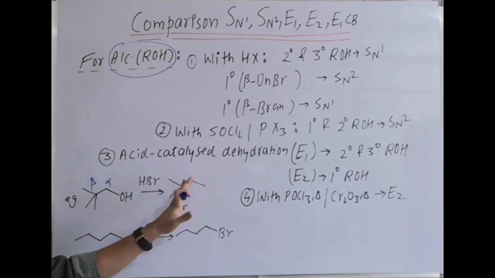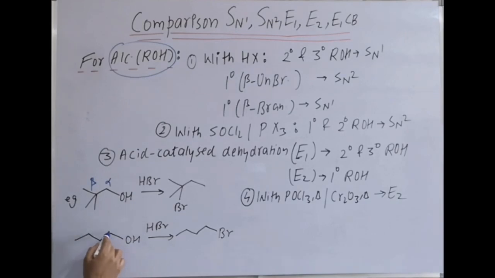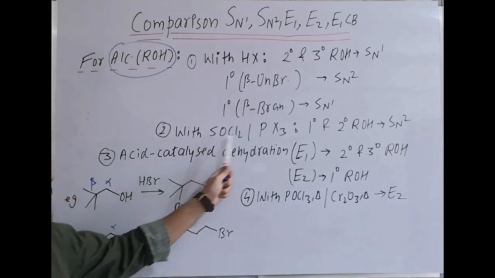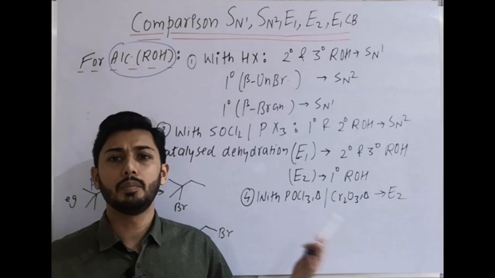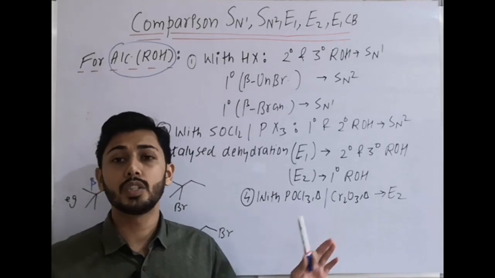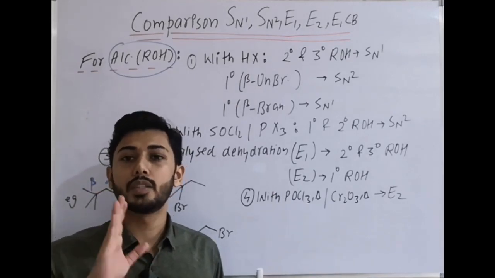That means SN1. This is again a primary alcohol, alpha, beta. Beta unbranched, no branching is there, normal carbon chain. So this is through SN2, and the product is directly, in place of OH, Br will be there by the SN2 mechanism. Other reagents are SOCl2, PCl3, PBr3, PCl5. These are the reagents which majorly go for the SN2 mechanism.